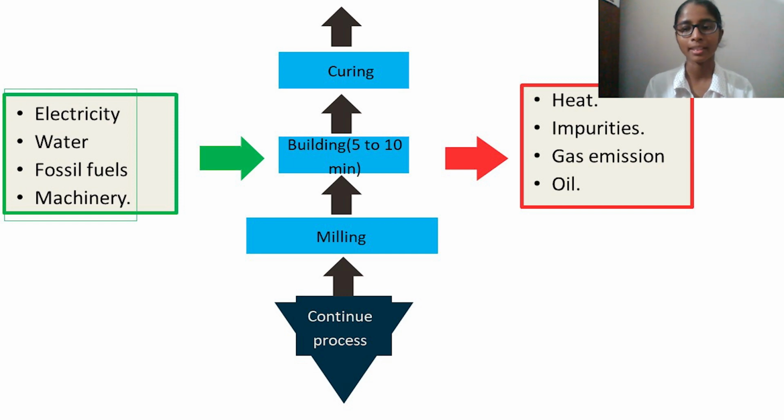The fourth step is called building. It takes 5 to 10 minutes, and the inputs are electricity, water, fossil fuels, and machinery, and the outputs are heat, impurities, gas emissions, and oil. In the building process, the result is an uncured tire, which is called a green tire in the industry. Also, there are no tread patterns on this tire.